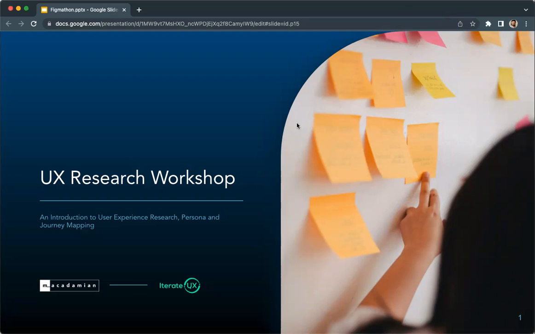So today I'll be giving you an introduction to what UX research is, what personas and journey maps are, because in a hackathon, you generally don't have enough time to go out there and conduct research with real users. So I'll introduce what research is, how it's done, why it's done, and then we will jump into what a persona and a journey map are and how you can create them to support your design activities at the hackathon.